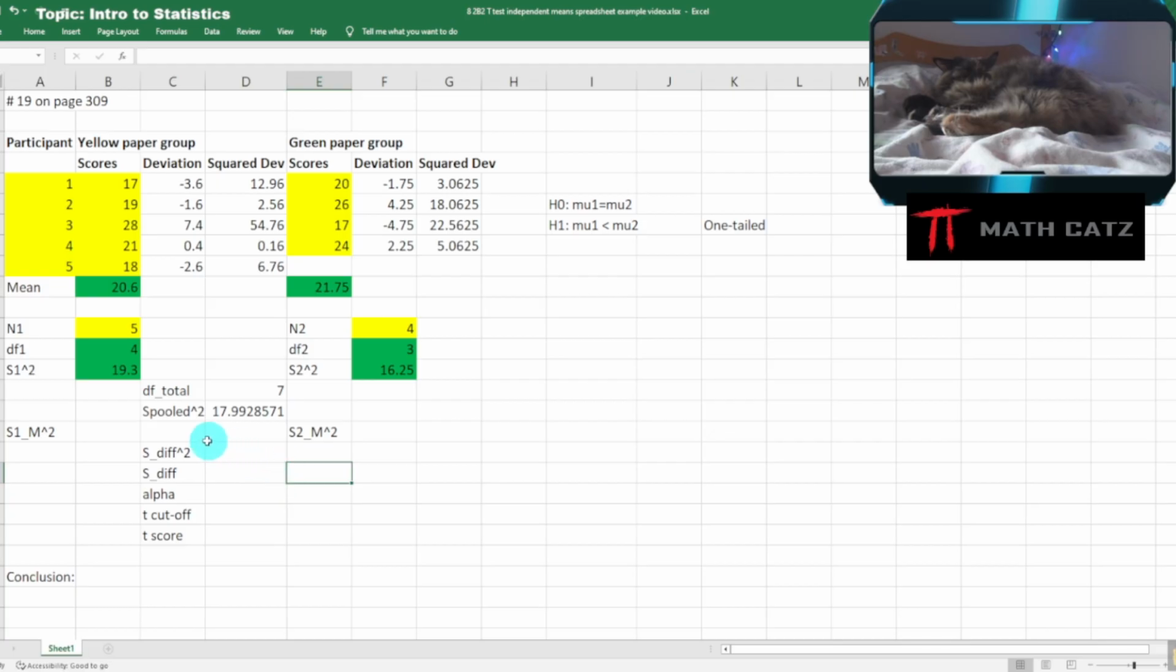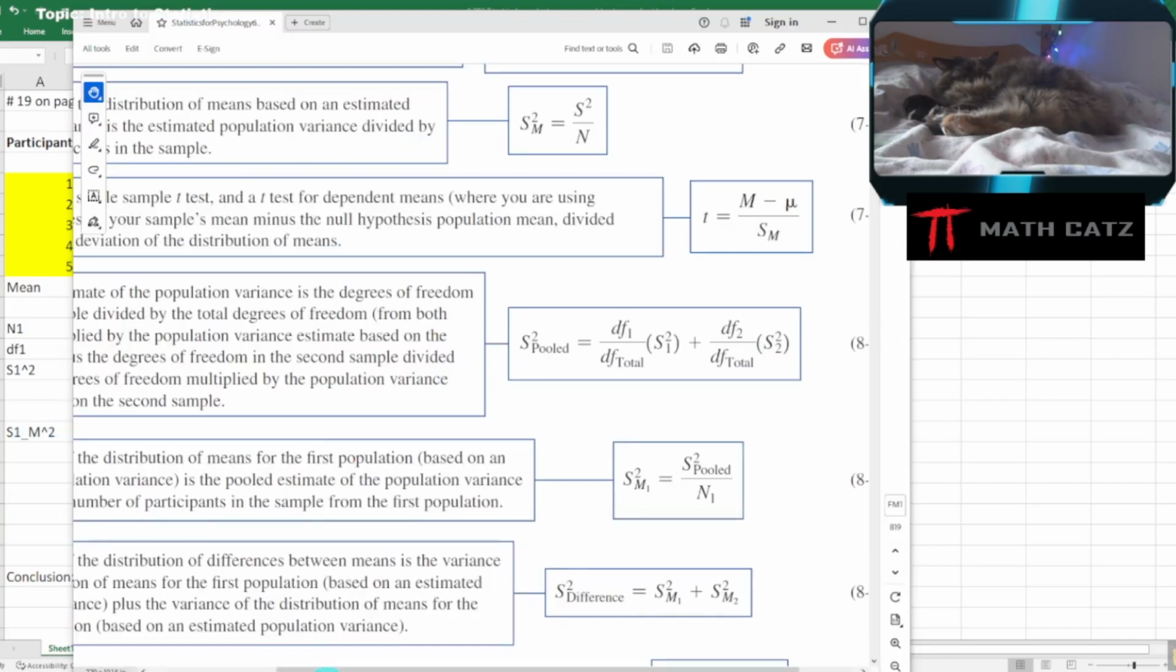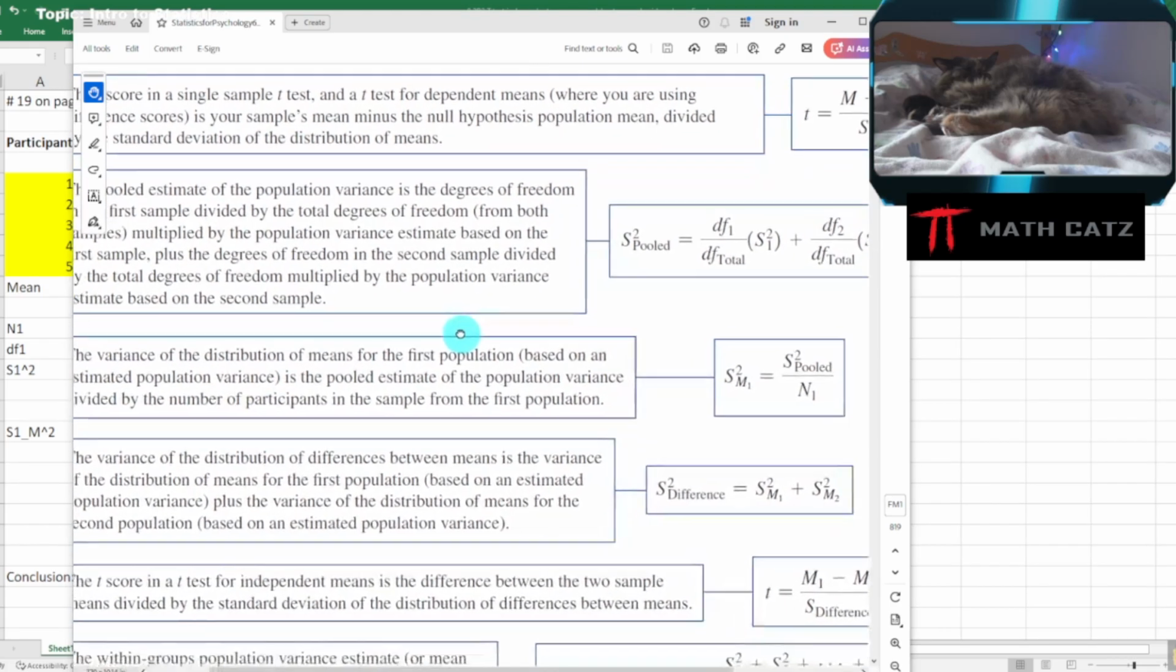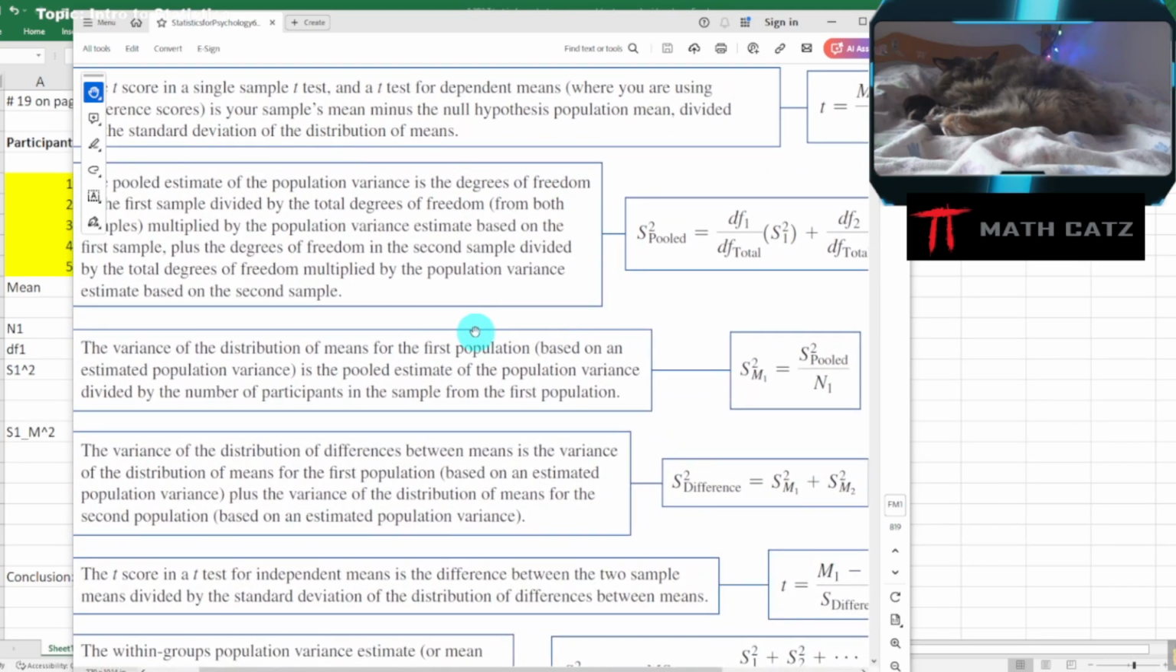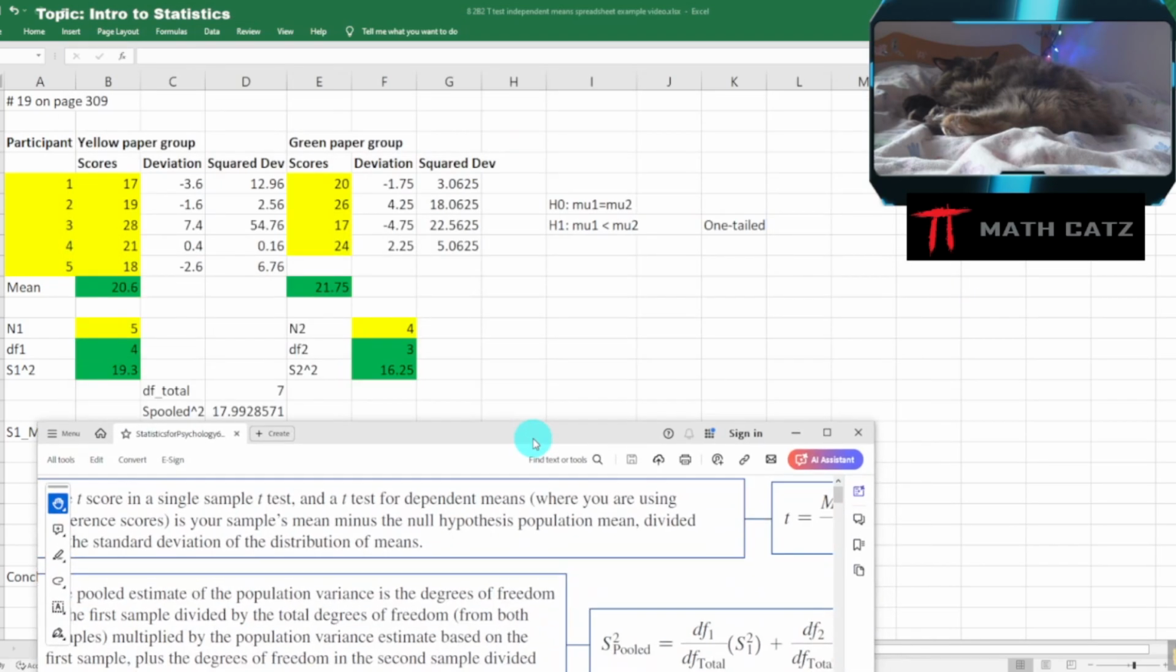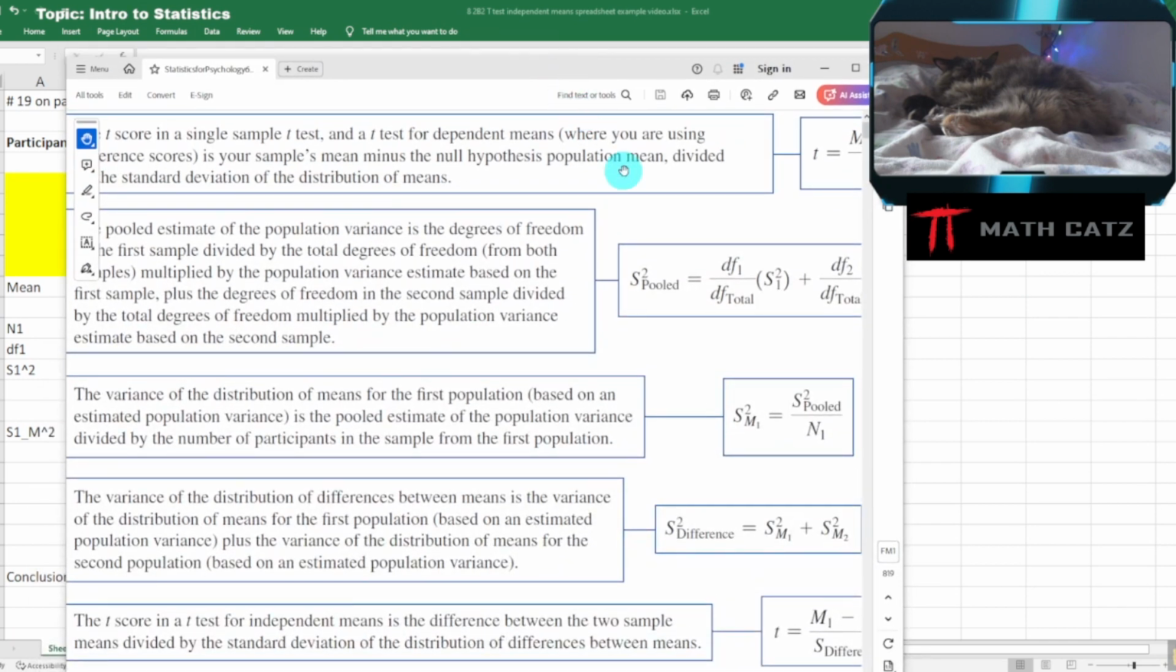Then I'm going to look at this again because there's so many formulas. You will very likely have a formula sheet, which sounds perfectly fair. So that was the pooled variance estimate. To get the variance of the distribution of means for each population, I have to take the pooled variance estimate and divide it by the sample size.